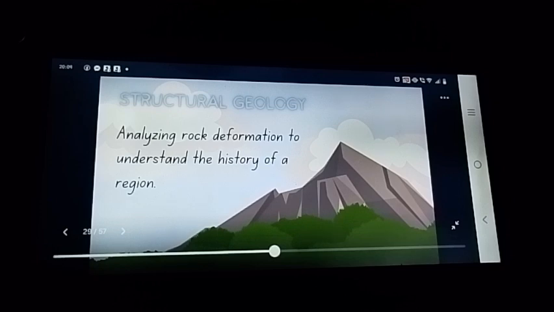In essence, structural geology is a detective story about the Earth's past. By carefully examining the clues left behind in deformed rocks, geologists can piece together the history of a region, revealing the forces that have shaped our planet over millions of years.